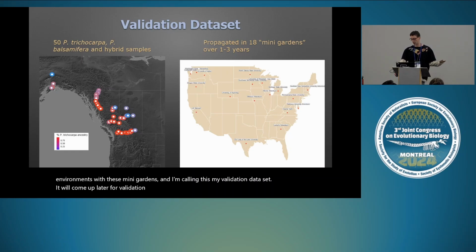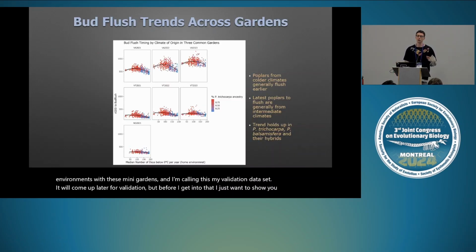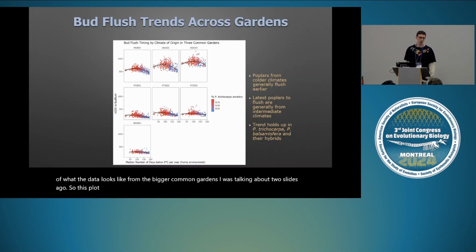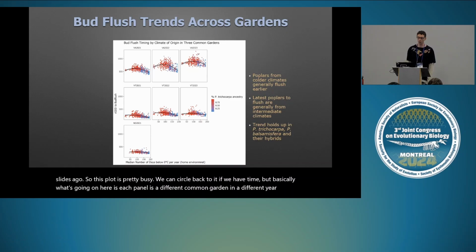But before I get into that, I just want to show you what the data looks like from the bigger common gardens I was talking about 2 slides ago. So this plot is pretty busy. We can circle back to it if we have time, but basically what's going on here is each panel is a different common garden in a different year. So that top row is 3 years in the Virginia common garden, for example.